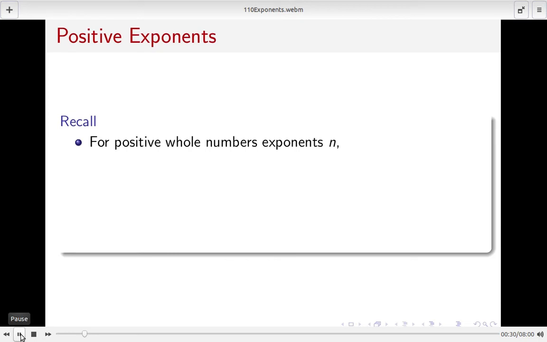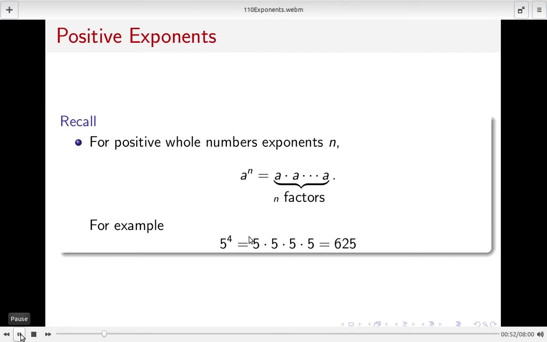So as you know, for positive whole numbers n, a to the n, a with the superscript n, pronounced a to the n, is shorthand for multiplying n a's, n factors of a. So for example, 5 to the 4th is shorthand for 5 times 5 times 5 times 5, which if you multiply out gives you 625.